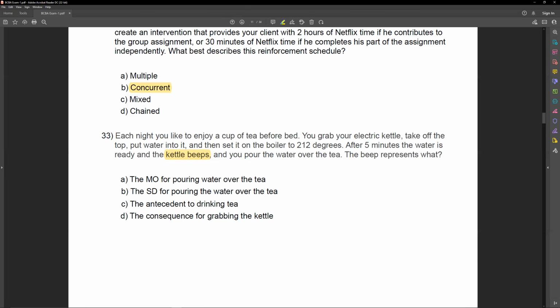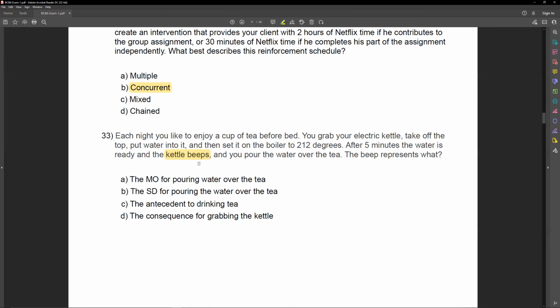Beeping is not the consequence for grabbing the kettle, right? Grabbing the kettle was up here. So it's either going to be the MO for pouring water over the tea or the SD. Is the kettle beeping increasing the value of pouring the water, okay? Or is it signaling there's reinforcement available for pouring the water? The value is already there for pouring the water.